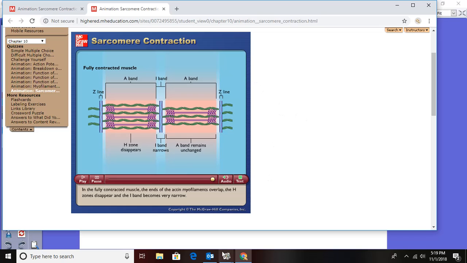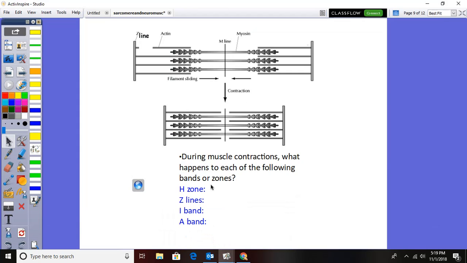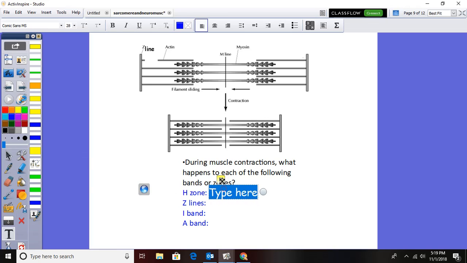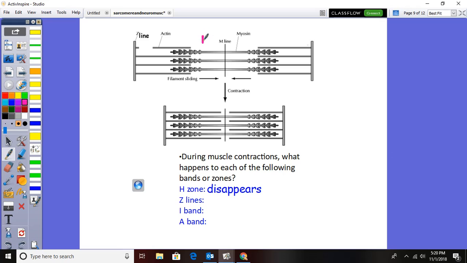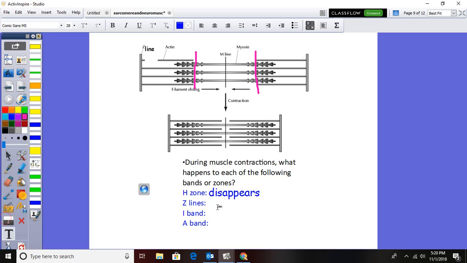Okay, so let's go back to our notes and fill that in here. What he said in that video is that the H zone disappears when a muscle contracts. So notice in this picture, let me just draw it with a line. Really, this would be your H zone, and this would be your H zone. And in this picture, you can see that it pretty much is gone. Your Z lines, we would say, get closer together.